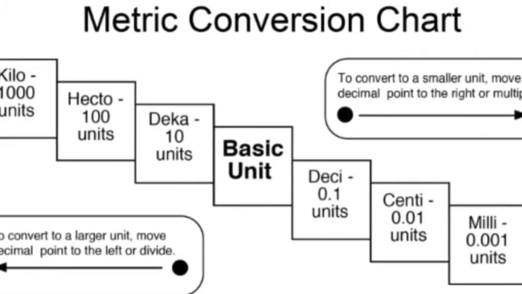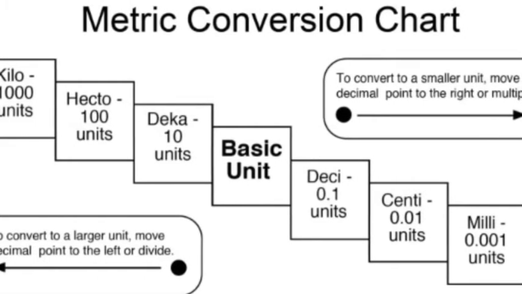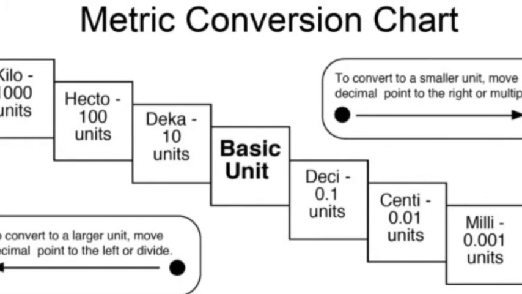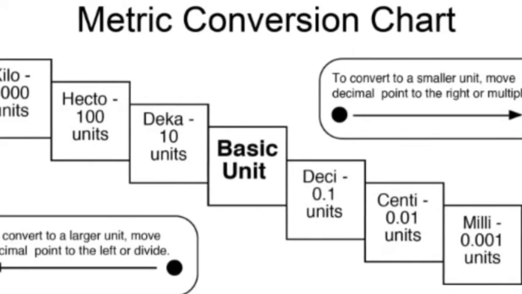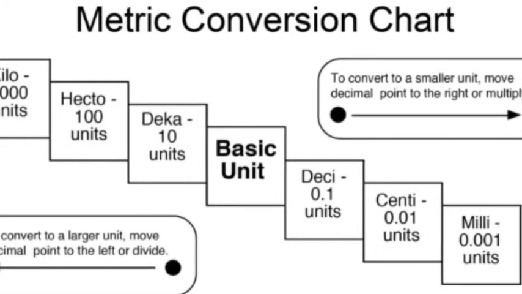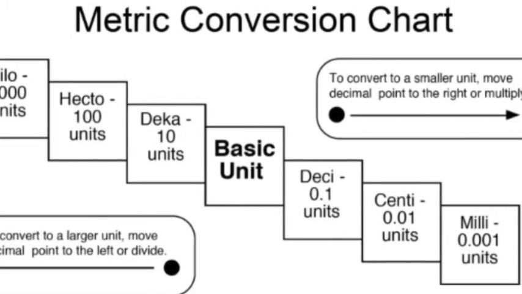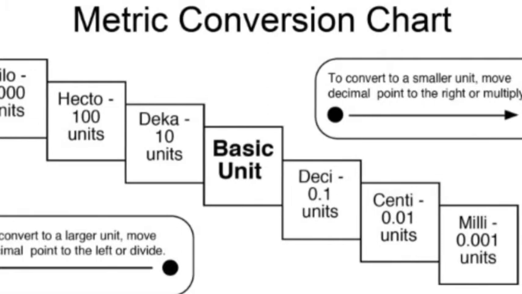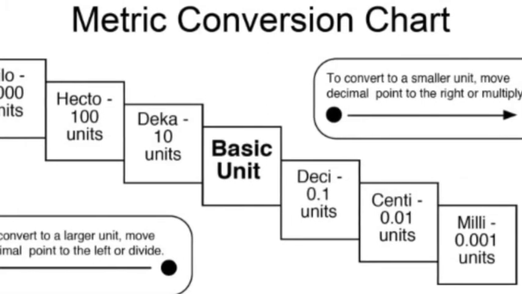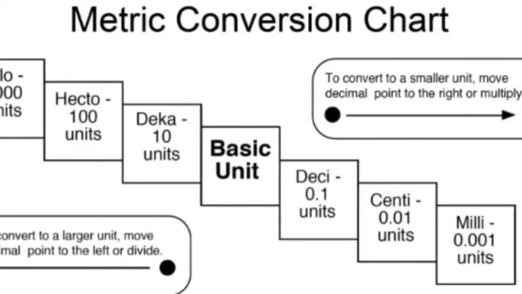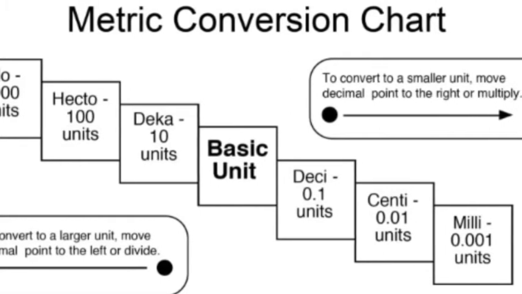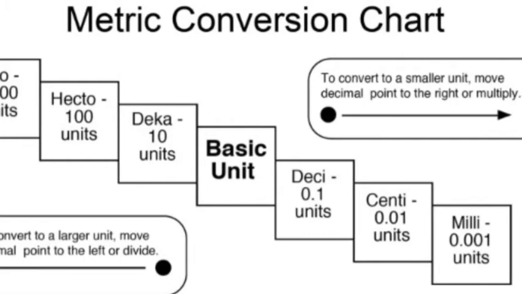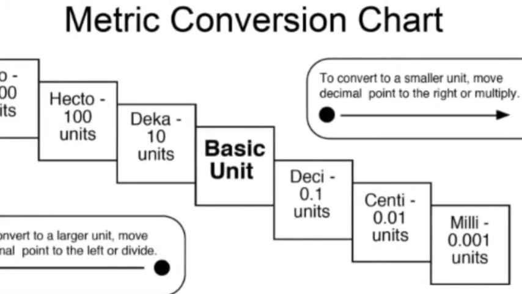I'm about ready to run out of the screen here, it looks like. But kilo is up there. Kilo is 1,000 of the units. So kilometer is 1,000 meters. Hecto is 100 of the units. Deca is 10 of the units. So think of decade. Deci, also think of decade, but now we're on the small end. Deci is smaller, or it's not as harsh as deca, so it's smaller, it's softer. So it's 0.1 units.